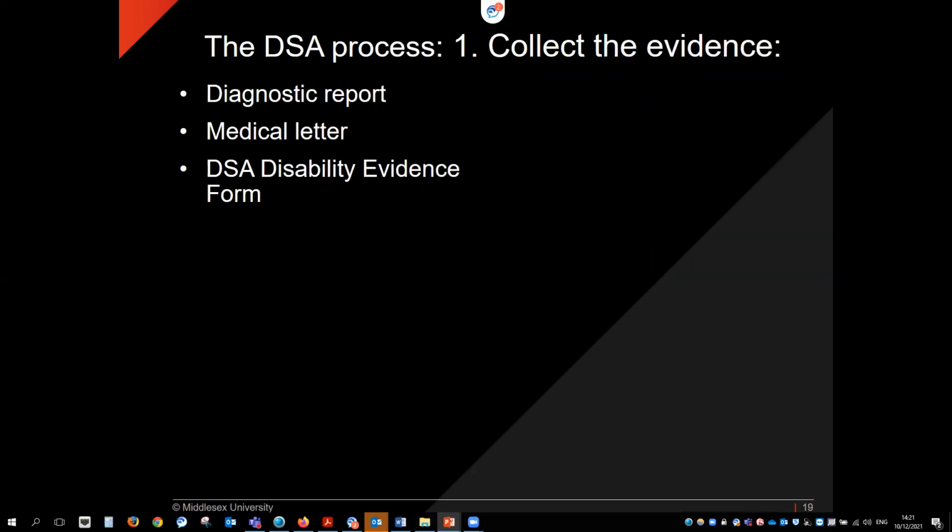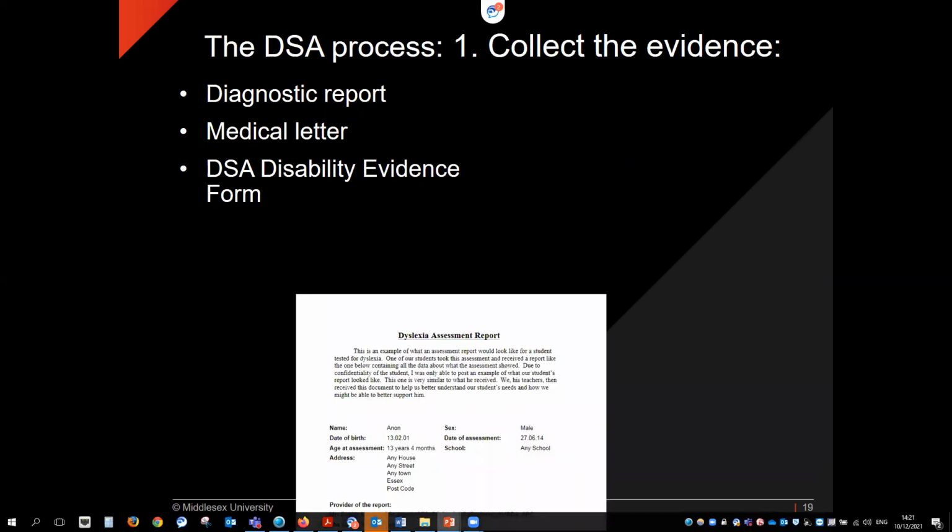Okay, so the first step in that process is to collect the medical evidence. And the medical evidence can be a diagnostic report for specific learning difficulties. The report is usually quite a few pages long and is organized before the DSA process starts. So remember, the disability advisors can help with this at university, or the student may have had a diagnostic assessment done before they even join university at school.